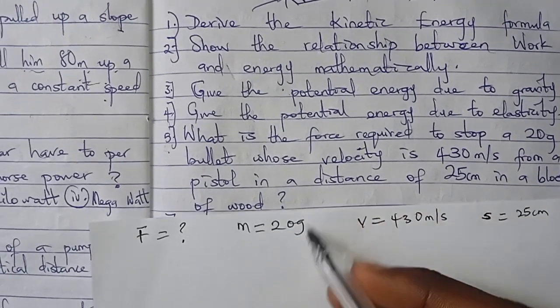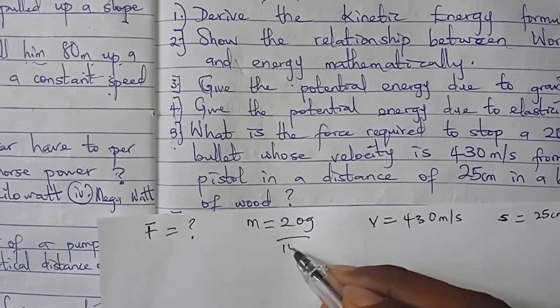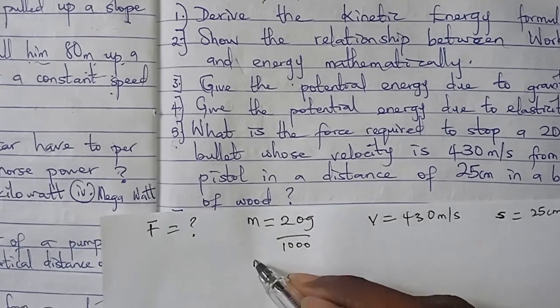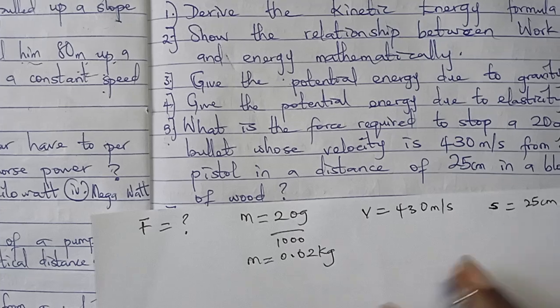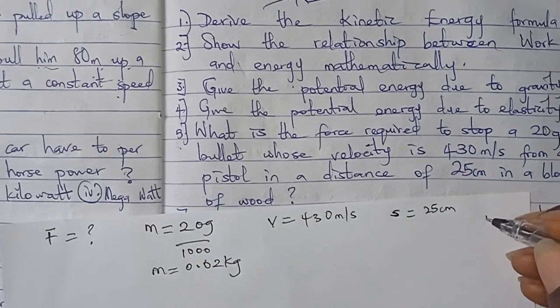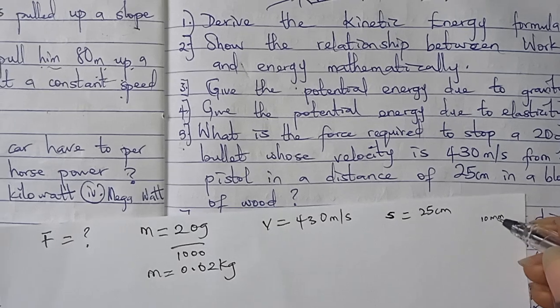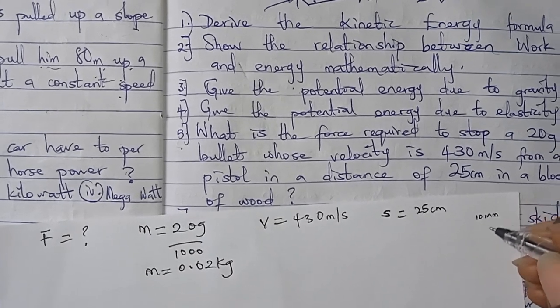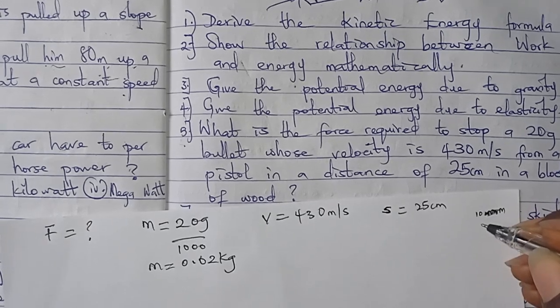So we know that 1 kg is equals to 1000 grams. So let's do 20 divided by 1000. So m is equals to 0.02 kilogram. Then we know that 10 millimeter is the same thing as saying 1 cm.